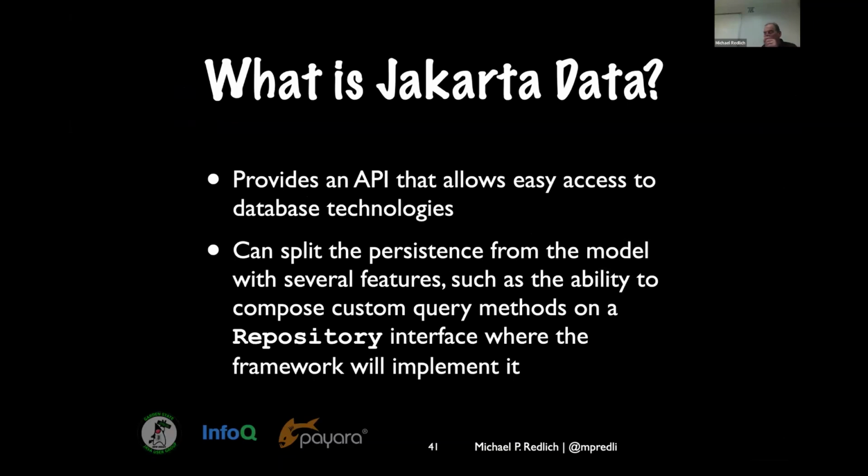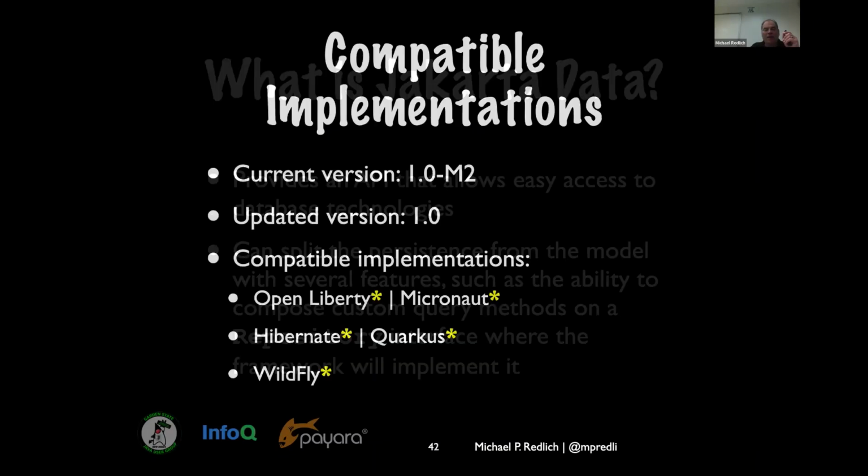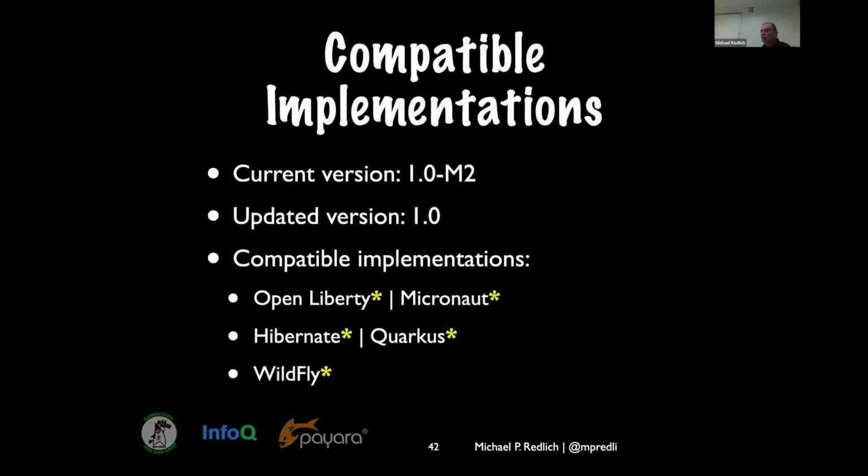Don't know the source code, it's in there somewhere. All right, the current version is milestone 2, but I think maybe I'm getting confused. Milestone 3 might be on the verge of being released. So when it's ready to go, it will be a 1.0. And the compatible implementations are all a work in progress, but I will say Open Liberty has done the most amount of work. Every one of their monthly releases has something to do with Jakarta Data. And then Micronaut, Hibernate, Quarkus, and WildFly are working on implementations as well.